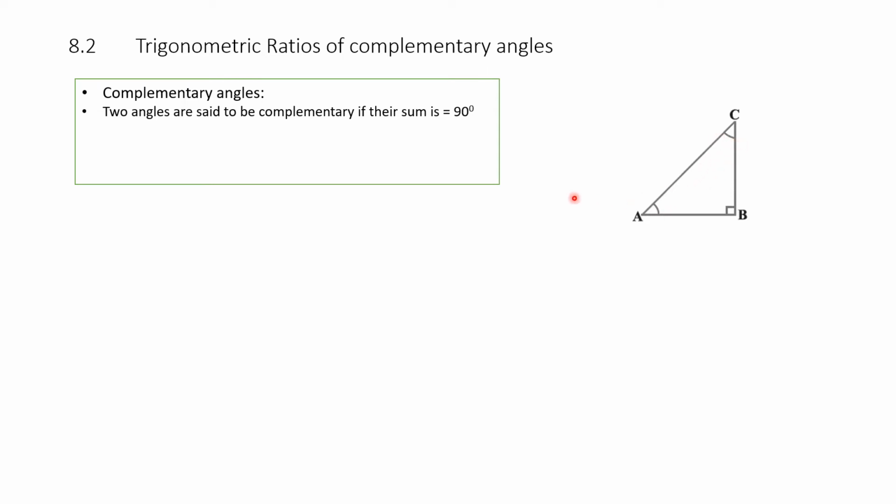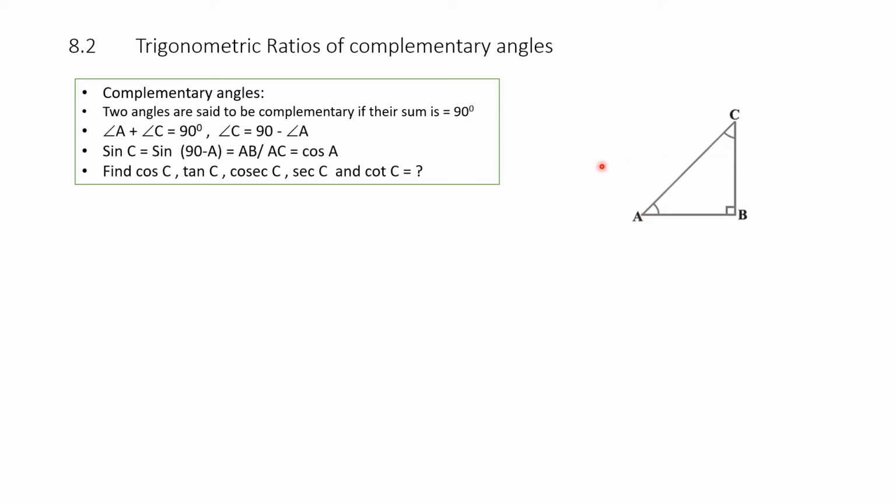Two angles are said to be complementary if their sum is 90 degrees, that is, the sum of angle A plus angle C is equal to 90 degrees. If this condition is satisfied, then angle A and angle C are called complementary angles.